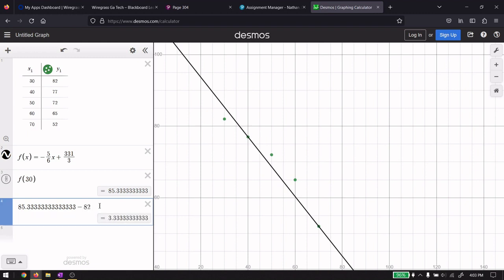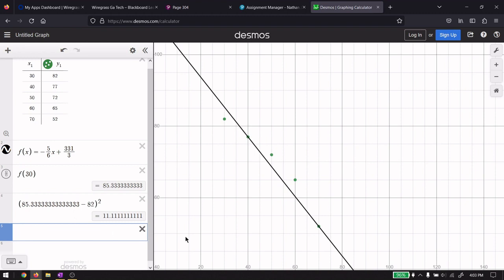And this needs to be squared because we're going to sum the squared residuals. So there's the residual and it's squared. Just square it. There we go. So that's the first residual squared. Let's find the next one.